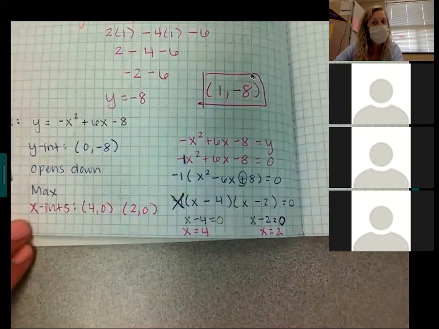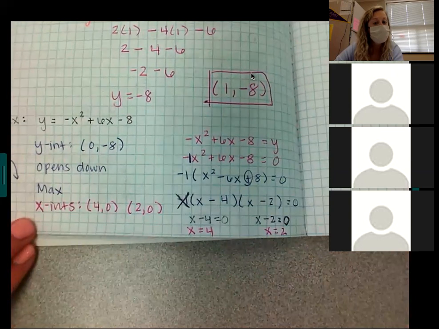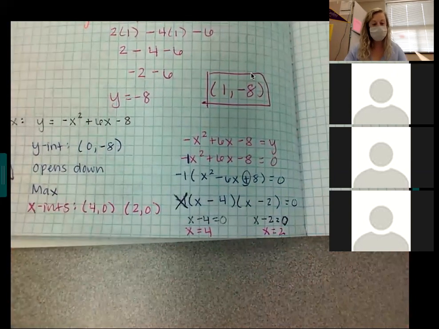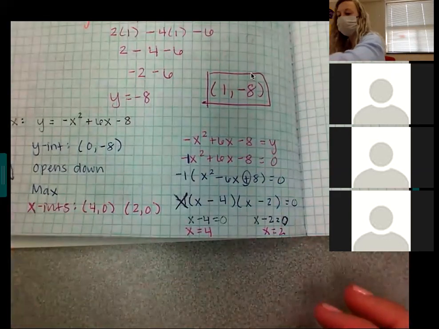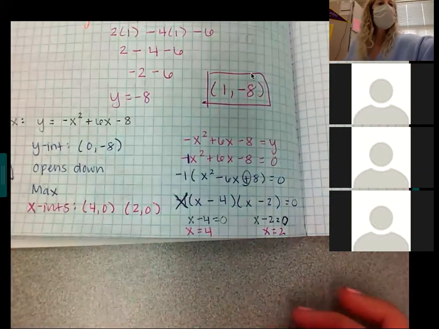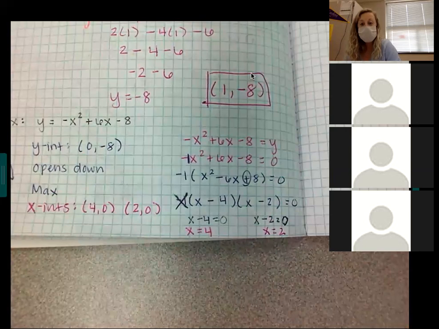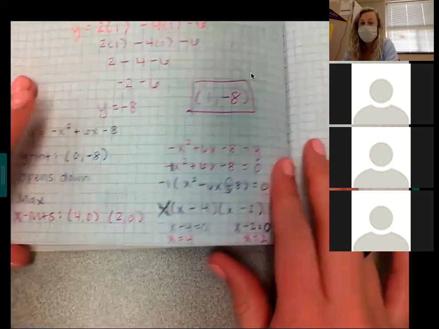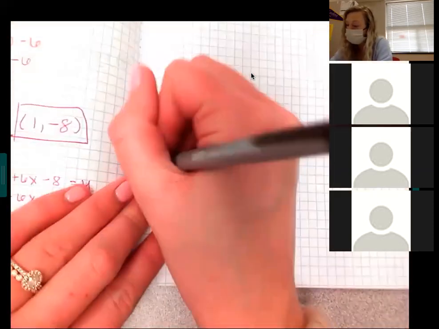Y'all are okay? I'm starting to run out of room. Another sad day in 602 because I'm going to have to waste another sheet of paper, but it's okay. And last but not least, I'm going to keep going. If y'all have questions, you are supposed to unmute and ask me or pop them in my chat, kiddos.